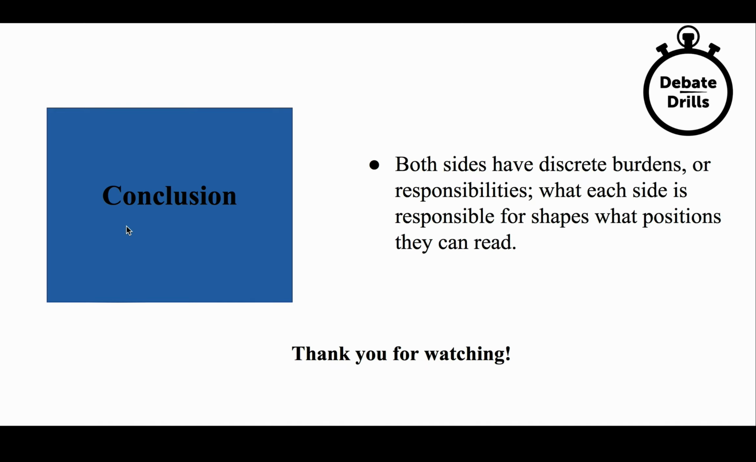So, to summarize this lesson, both sides have discrete burdens, or separate things they need to do to win the round. These are necessary and sufficient for a victory. So, you need to do it, and if you do it, that is enough for you to win, meeting your burden. So the negative has to disprove the affirmative, and the affirmative has to prove a desirable option.